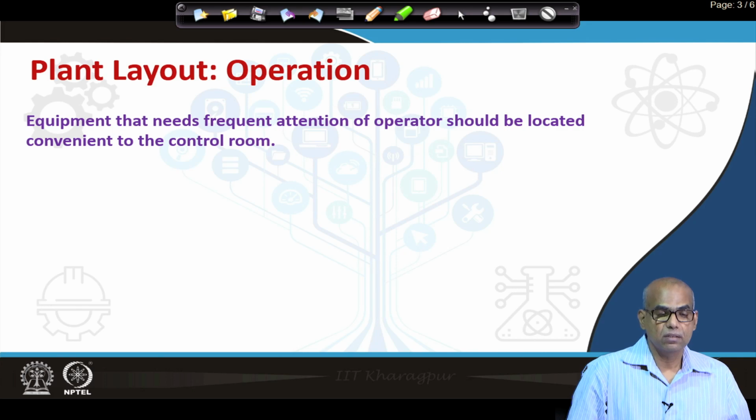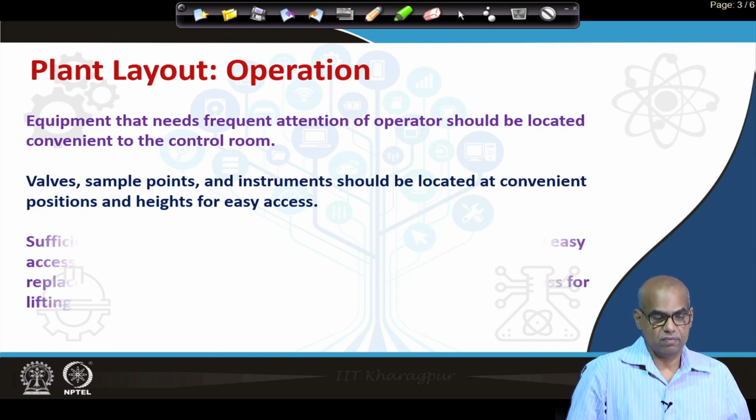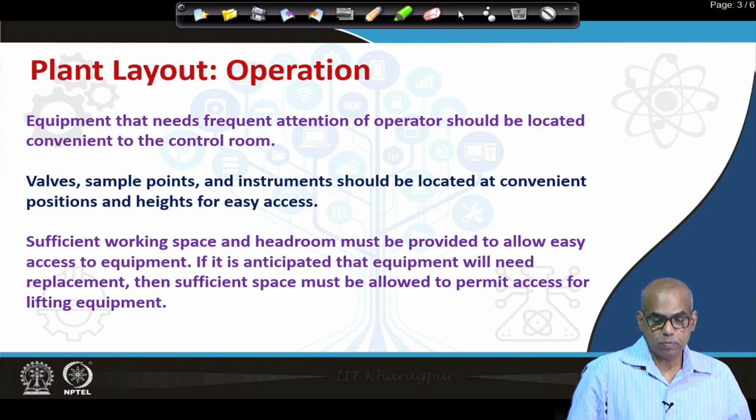These are the factors based on ease of operation. Equipment that needs frequent attention of operators should be located convenient to the control room. Valves, sample points and instruments should be located at convenient positions and heights for easy access. Sufficient working space and headroom must be provided to allow easy access to equipment. If it is anticipated that equipment will need replacement, then sufficient space must be allowed to permit access for lifting equipment.